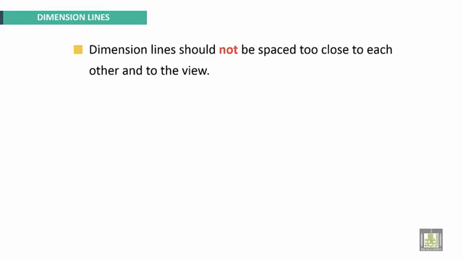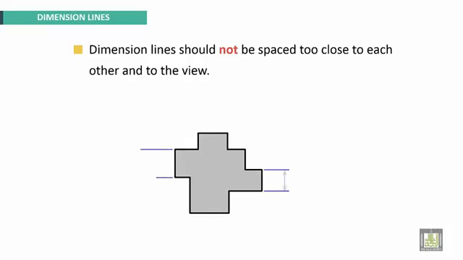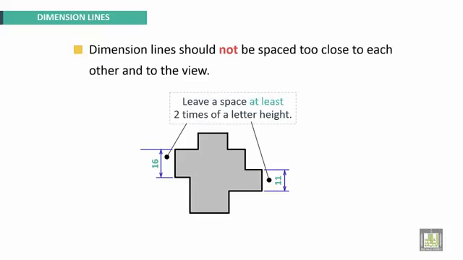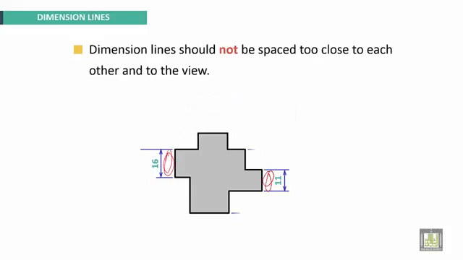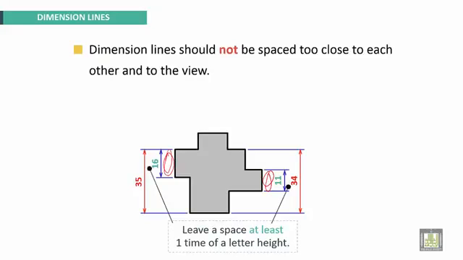Dimension lines. Dimension lines should not be spaced too close to each other and to the view. One example: this dimension line, for example, 11, 16, leave a space of at least 2 times the letter height. Here you have to leave space here and here. This is good. For 34, 35, leave a space of at least 1 time the letter height. Here also, this is good. Here also it's good.